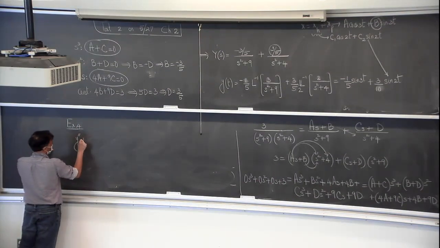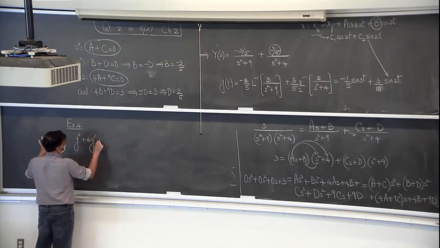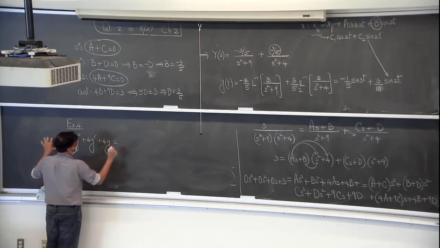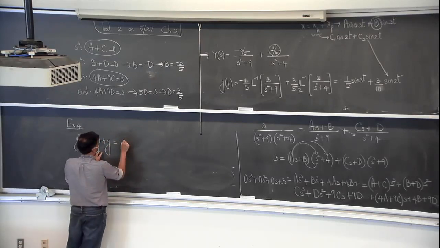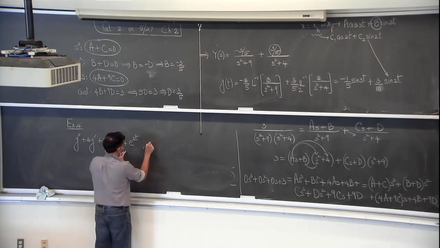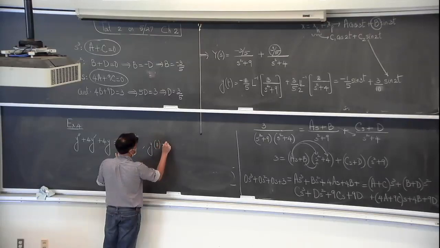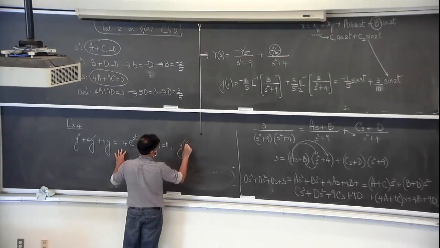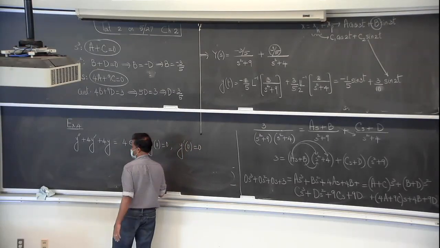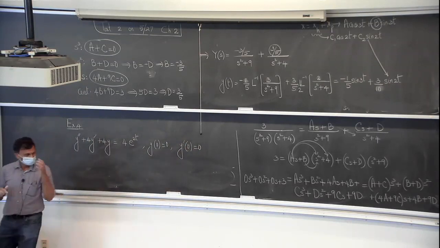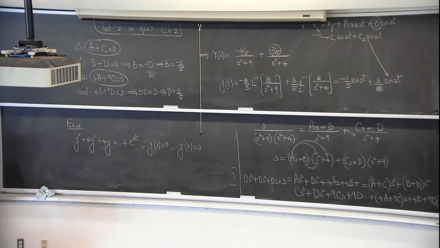Y double prime plus 4y prime plus 4y equal to 4 e to the power of 2t. I think I'm being a little bit ambitious here. Let's see. Y of 0 equal to 0. Y prime of 0 equal to 0. All right. Can you start and then see how it goes?